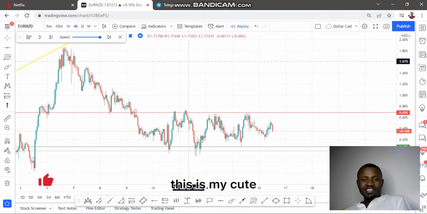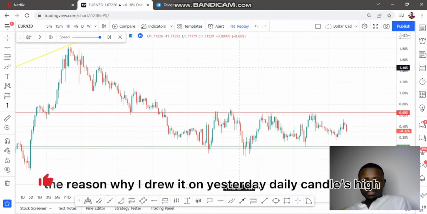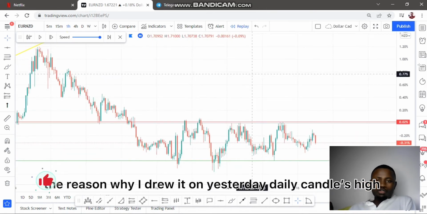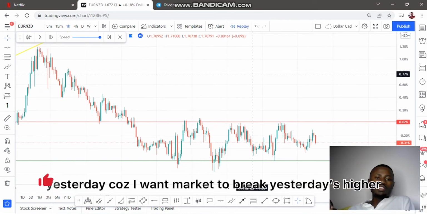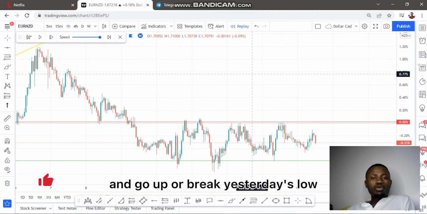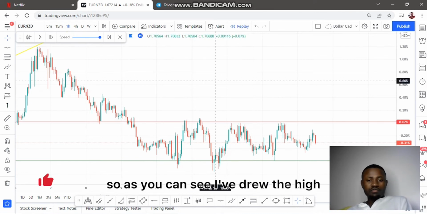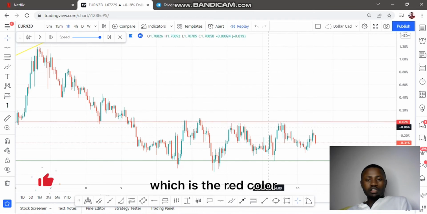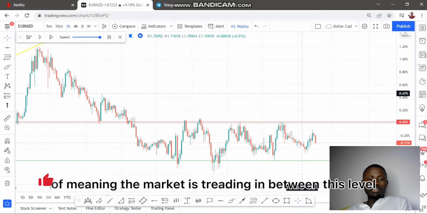So as you can see guys, these are my beautiful support and resistances. The reason why I drew it on the daily high and the low of yesterday is because I want the market to break yesterday's high and go up, or break yesterday's low and go down. So as you can see, I've drawn the high, which is this red color, then the low of yesterday. So the market is trading in between these levels.